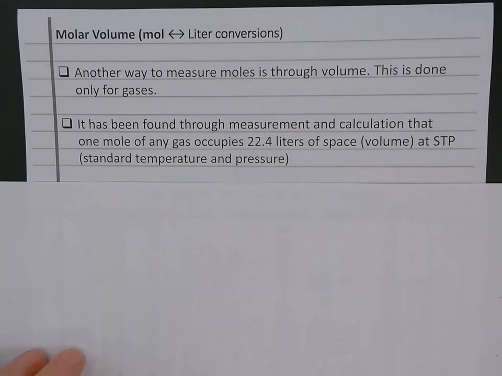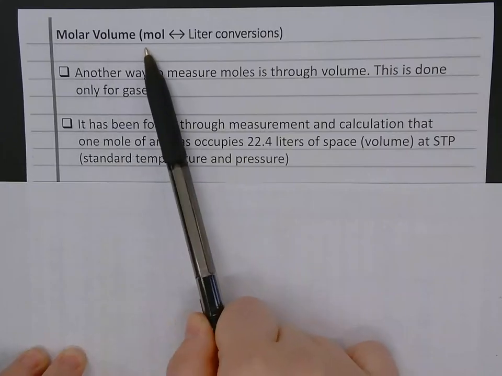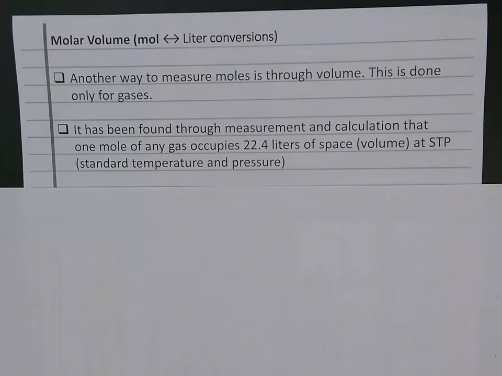Okay, so we are looking at molar volume, and this is going to be used to go between moles and liters of our chemicals. So another way that we can measure moles is through volume, right? We don't have that piece of equipment that measures moles. It doesn't exist. So we looked at yesterday, we can use grams to measure our chemicals and then convert to moles. Measuring volume of a chemical is another way we can measure it and then convert to moles.